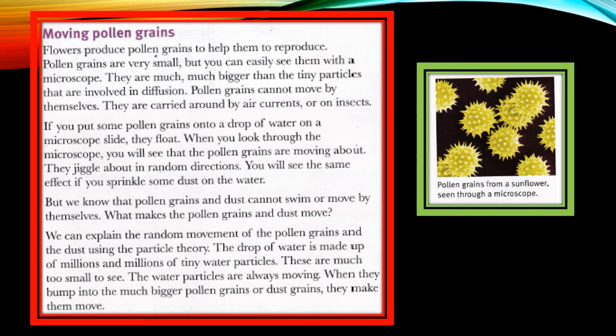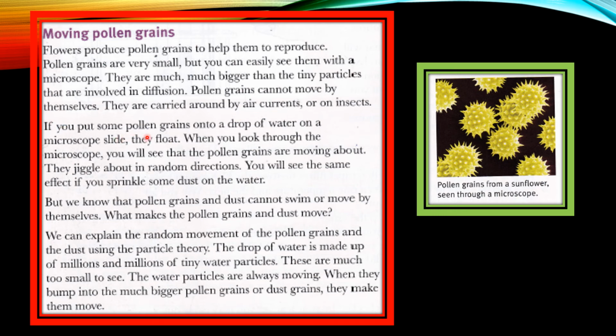All right, so let's see moving pollen grains. Flowers produce pollen grains to help them to reproduce. Pollen grains are very small, but you can easily see them with a microscope. They are much bigger than the tiny particles that are involved in diffusion. Pollen grains cannot move by themselves. They are carried around by air currents or insects.